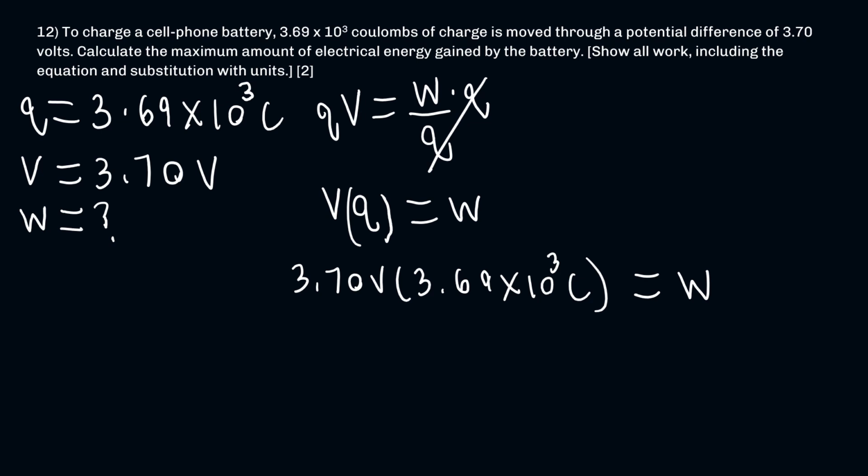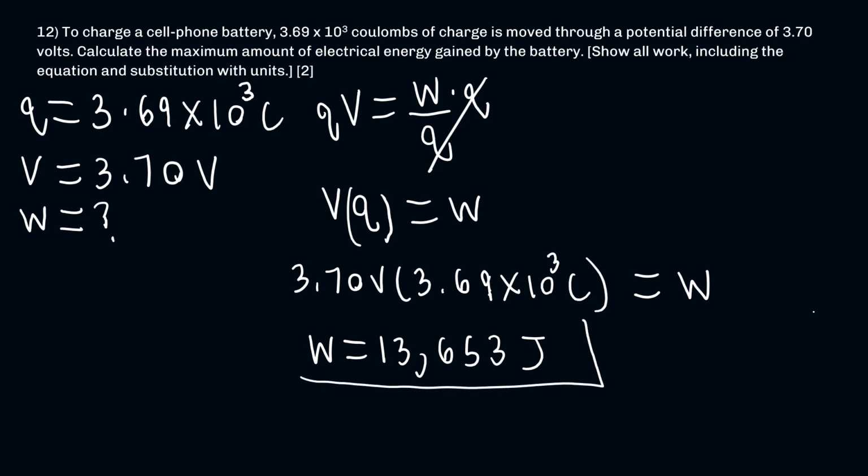And I'm going to end up with an answer of 13,653 joules. So W is going to be equal to 13,653 joules. And that's my second point. My first point was everything running out the equation and substituting in with units.